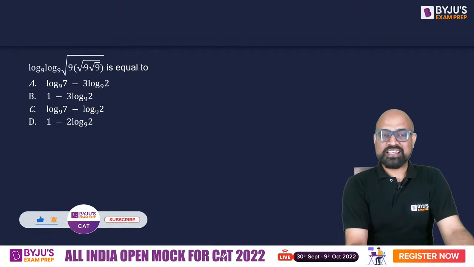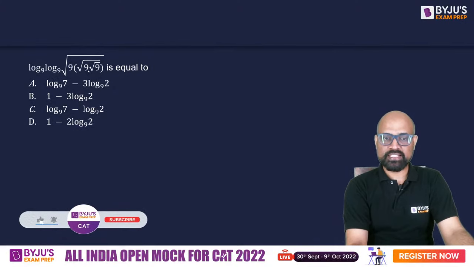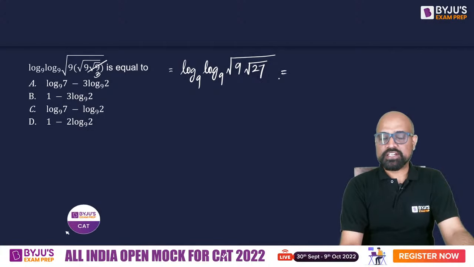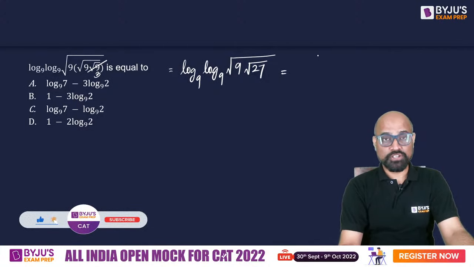So as you can see, it's square root under square root under square root. That's what we have. So the first thing that we can do is we can take this square root of 9 and write this as 3. So it becomes 27, right? So the first thing we will have is log with a base 9, log with a base 9, and we will have 9 and then square root of 27. Now let's write 27 as 3 cube.